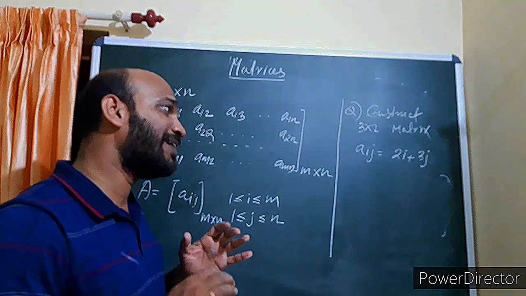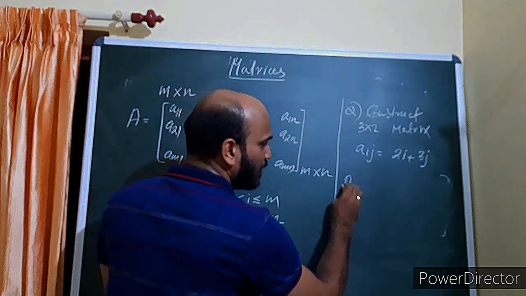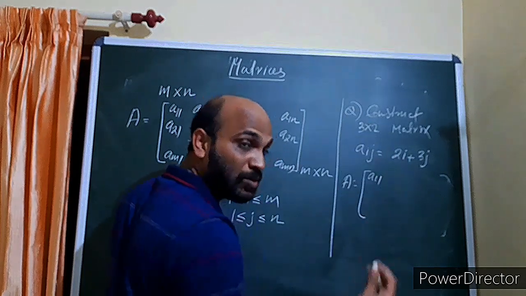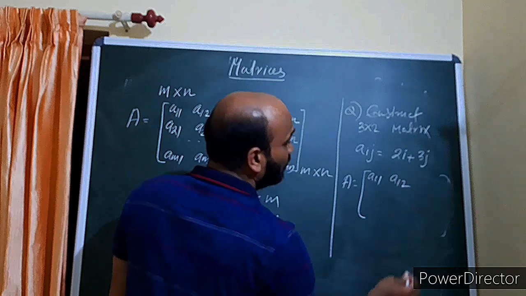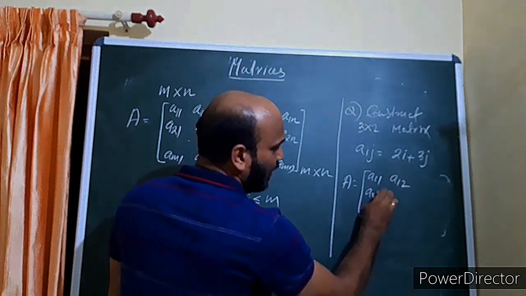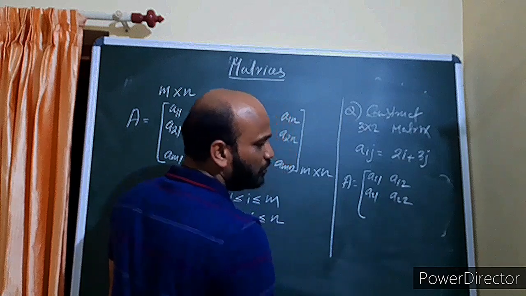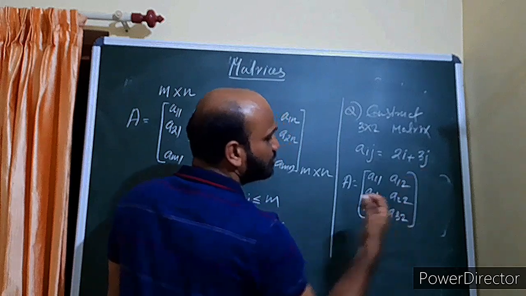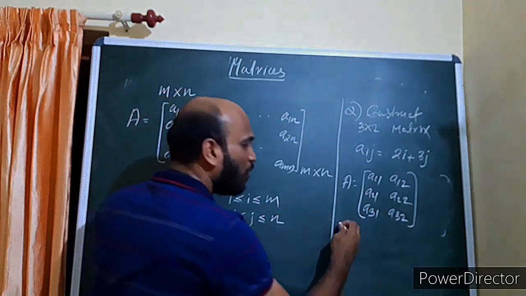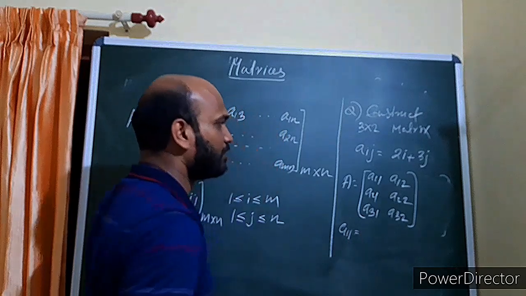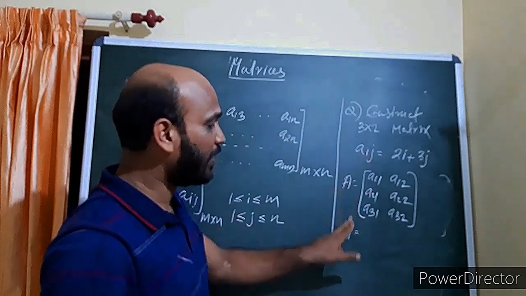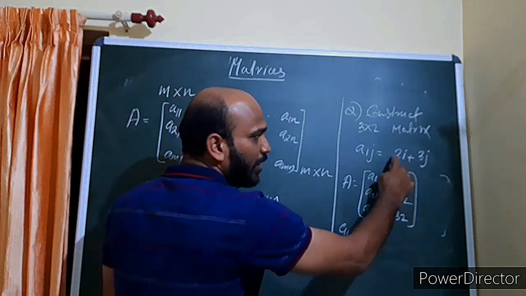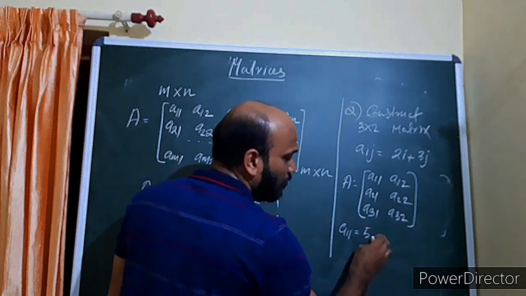First you have to write its structure. It will be like this: A equal to A11, A12. There should be 3 rows and 2 columns, so only 2 columns. And A21, A22, A31, A32. Now we want to find all elements. For finding A11 we have to use this formula. Take i equal to 1 and j equal to 1. Substitute in this equation. So 2 into 1 plus 3 into 1 will be 5.